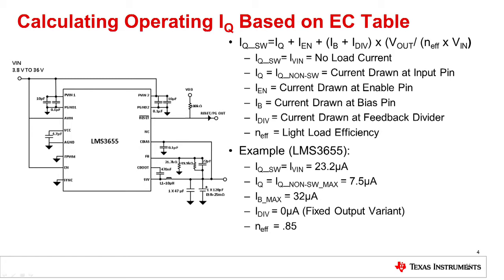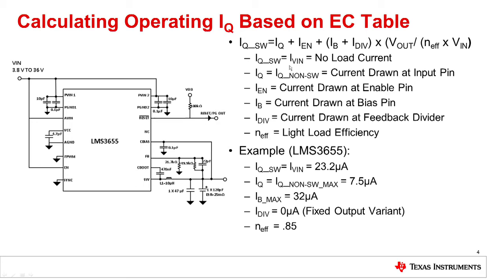Here is an example of calculating operating quiescent current based on the parameters within the electrical characteristics table. And again, this is the current that you will see within your system, the no load supply current. And this example uses the LMS3655. The purpose of this equation is to take the parameters found in the EC table of the different types of non-switching IQ and add them together to find the switching IQ that will be seen in a typical system application.